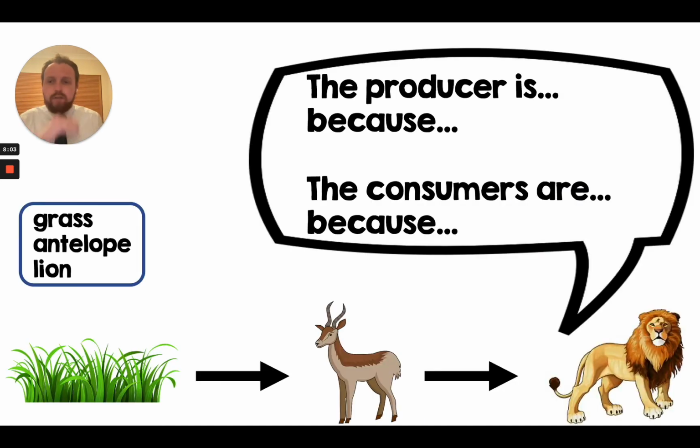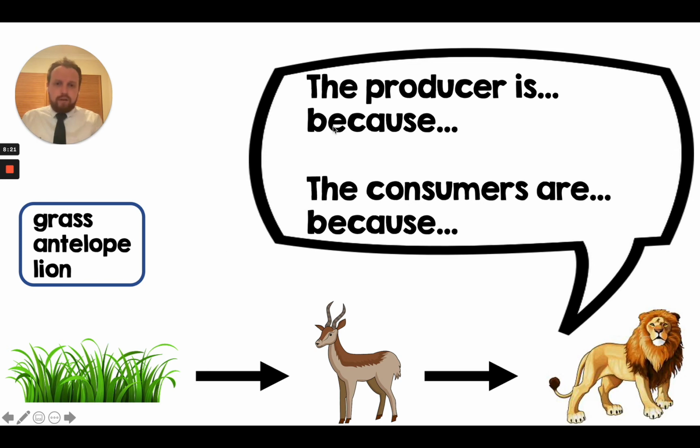Here is our first food chain. We have got grass, an antelope, and a lion. Okay, and those arrows basically show eaten by. That's what they mean on a food chain. So you've got the grass, which is eaten by the antelope, and the antelope, which is eaten by the lion.